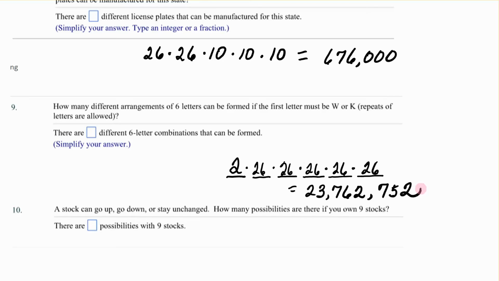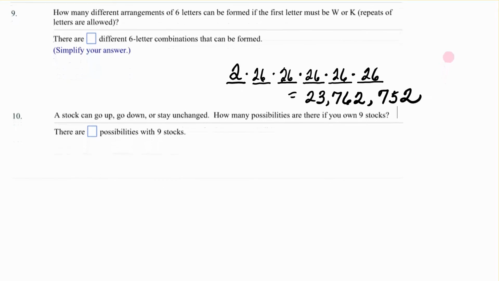Let's look at our last one. It says a stock can go up, go down, or stay unchanged. How many possibilities are there if you own 9 stocks? Well, for each one of these, for stock number 1, there are 3 choices: up, down, unchanged. For the second one, 3 choices. So what it turns out is that I have 3 times 3 times 3.